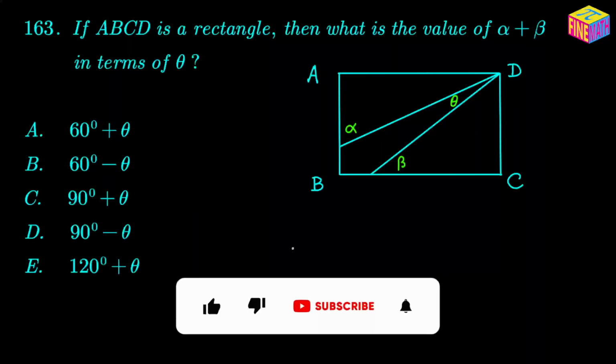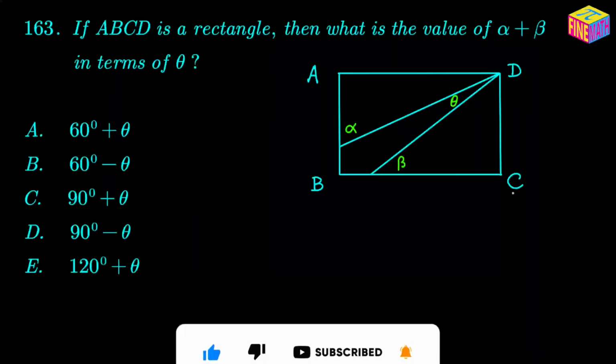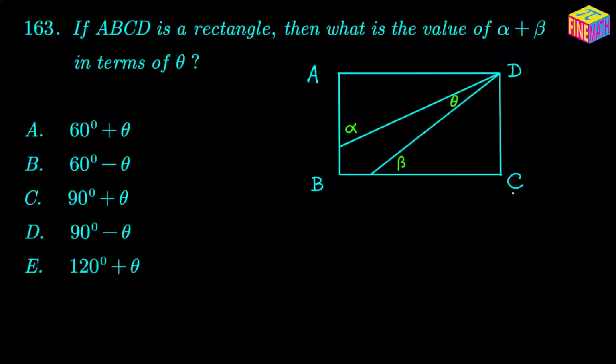So let's get started. Here the question says, if ABCD is a rectangle, as you see in the diagram, then what is the value of alpha plus beta in terms of theta? So you have to find the value of alpha plus beta in terms of theta. Now, how are you going to do it? Well, there are a couple different ways we can do it. The first method could be something like this.